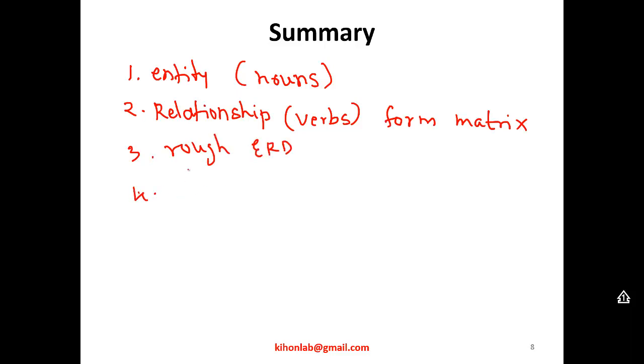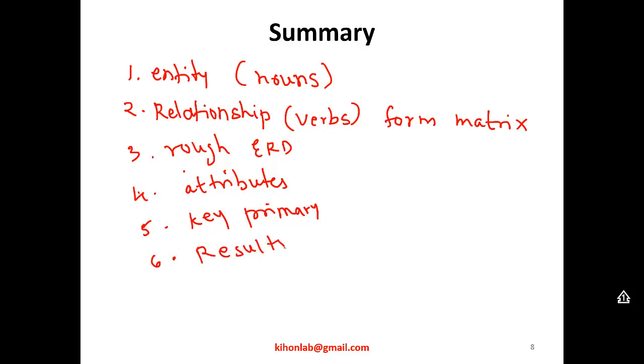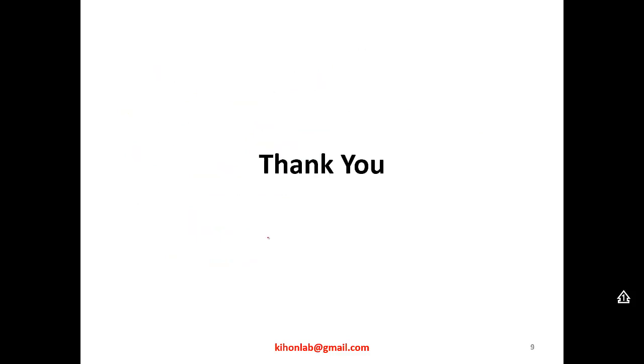In the next step, find the attributes. In the next step, find the keys, that is the primary keys. And the last step, the results: find out if there are any duplications present or not. So this is all together how to draw an entity relationship diagram from the given information.